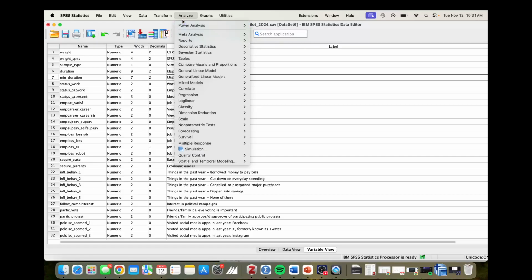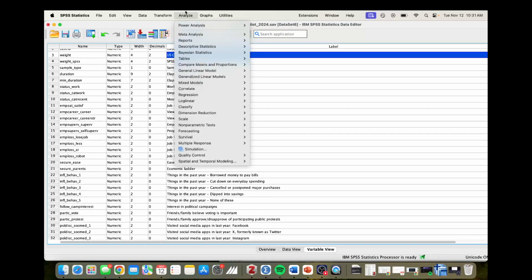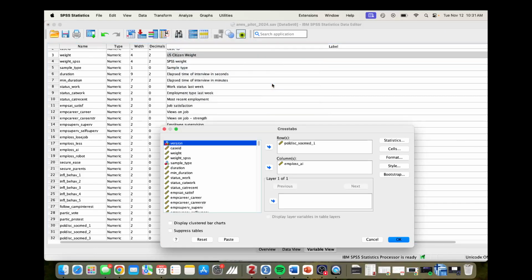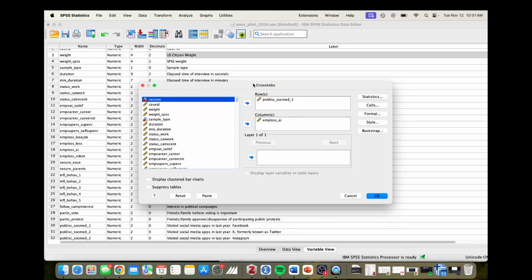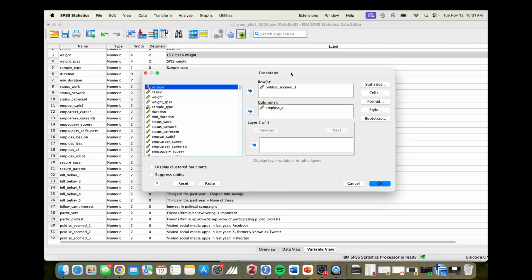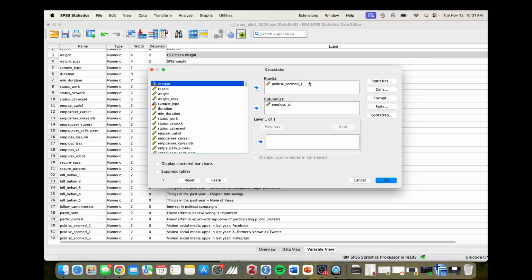So I'm going to go to Analyze, Descriptive Statistics, and then Crosstabs. That is the thing about the chi-square, it actually lives in the descriptive statistics section as it is an add-on to descriptive crosstabs, which is a little bit different from the rest of the bivariate tests, but that is how SPSS sorts things out.